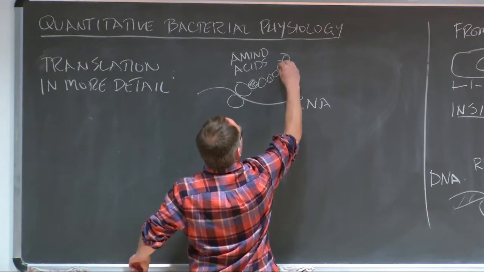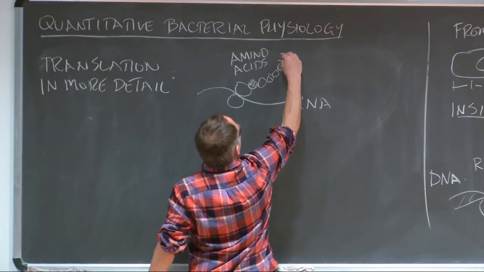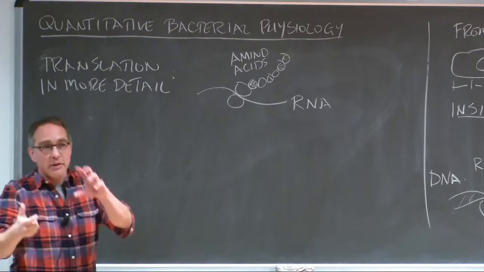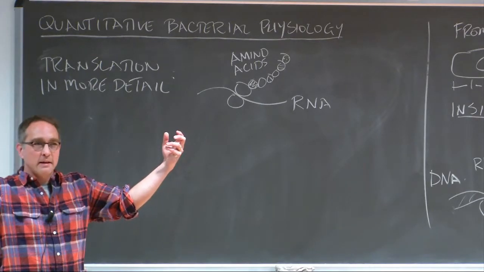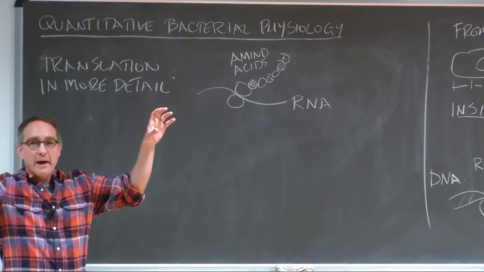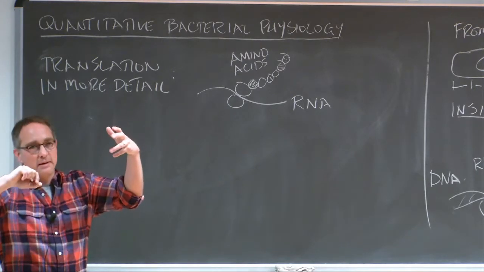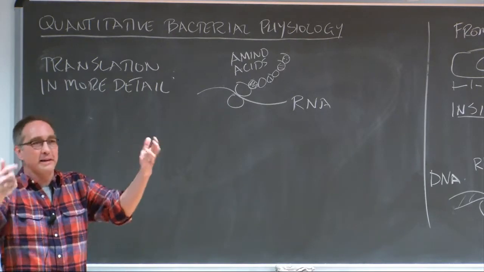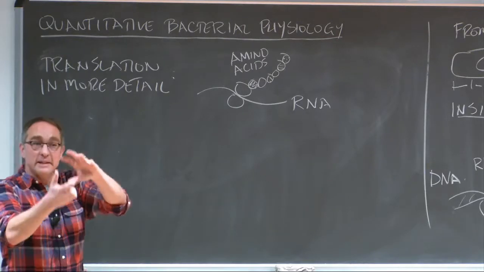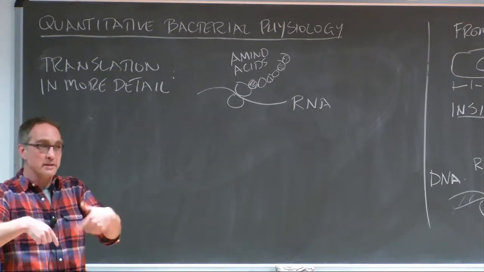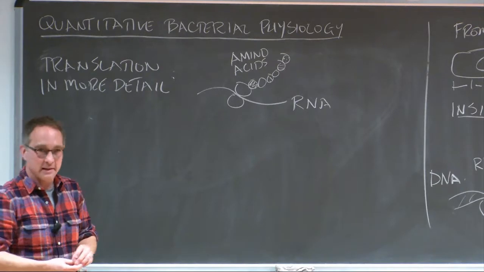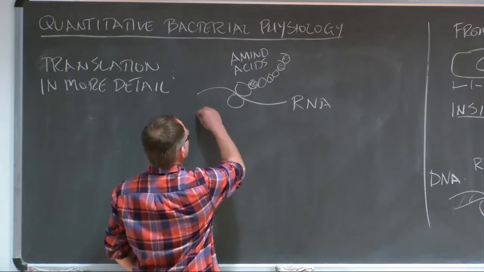And they have different identities. But they're strung together like a necklace, and the sequence of amino acids tells you the protein structure, or dictates the protein structure. It's very hard to tell what the structure is going to be. But it dictates how these proteins fold and then consequently what their catalytic function is. Okay, so this is the ribosome.